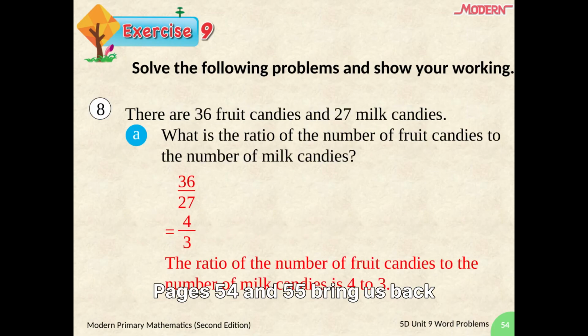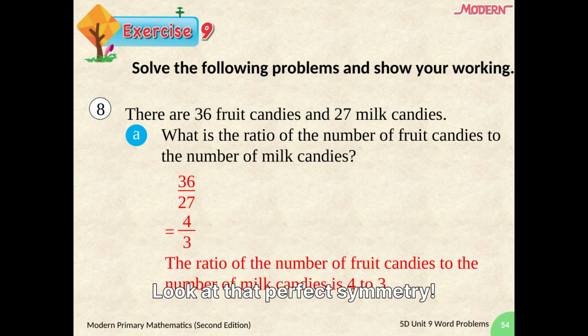Pages 54 and 55 bring us back to Jerry's candies. He has 36 fruit and 27 milk candies. In 8a, we want the ratio of fruit to milk, 36 over 27. Simplify by 9 to get 4 over 3. But in 8b, we want milk to fruit, 27 over 36. Simplify by 9 to get 3 over 4.